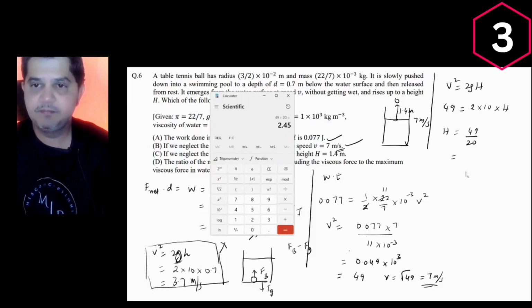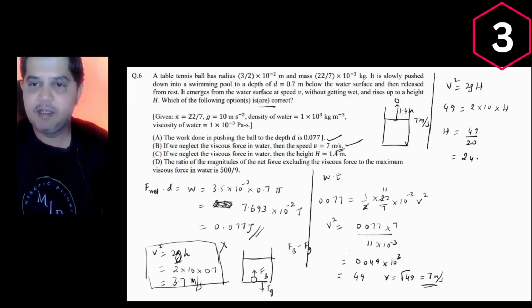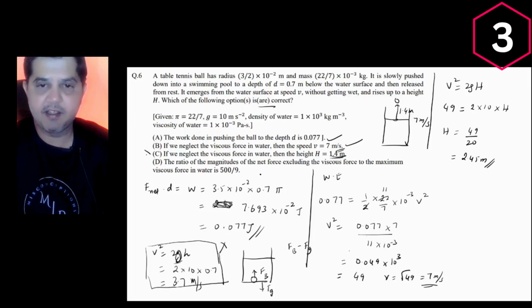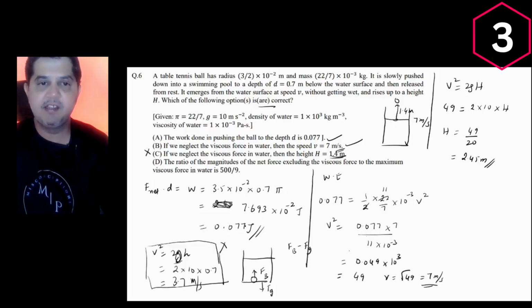2.45. This goes to a height of 2.45 meter, but here it says 1.4 meter. So therefore, C is incorrect. So this is true, this is incorrect.